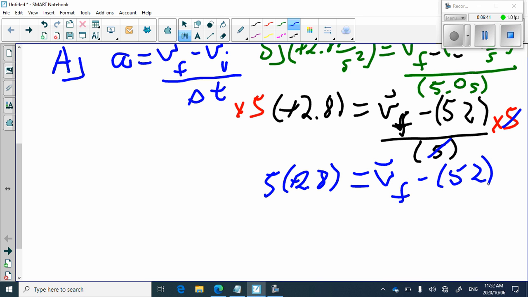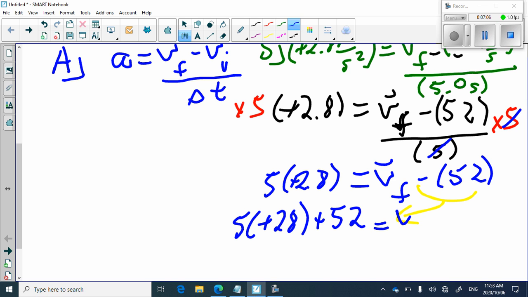So kids, in actuality, what we're doing here is isolating for the unknown variable, which you've done in math class many times. So then what happens is, look, I got to bring this over to the other side. I have to finish my variable isolation. So it becomes 5 times positive 2.8. This comes over and it became positive 52 is equal to velocity final.